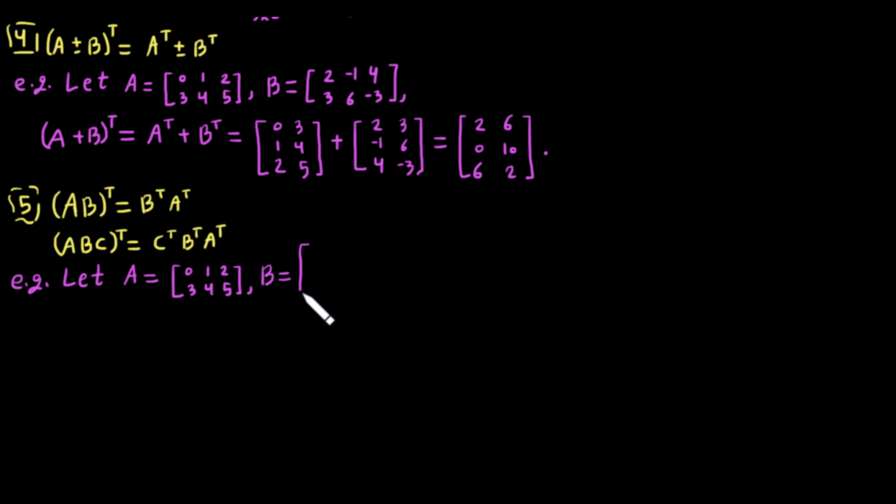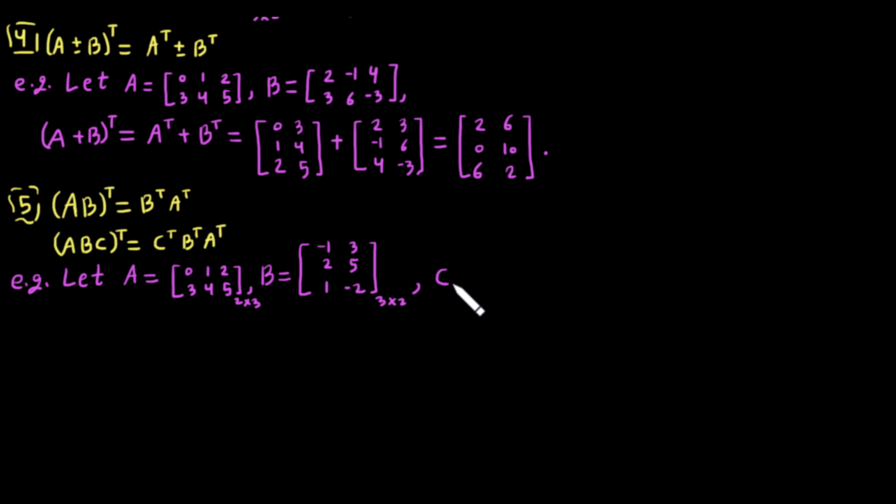And let's say here, -1, 2, 1, 3, 5, -2. So you can see if you want to multiply them, here this is 2 by 3, and here 3 by 2. This has to match with this. So the number of columns in A has to match the number of rows in B. And the result matrix will be size 2 by 2.